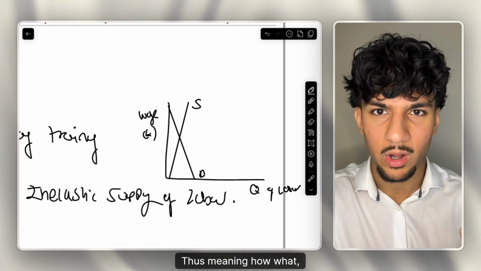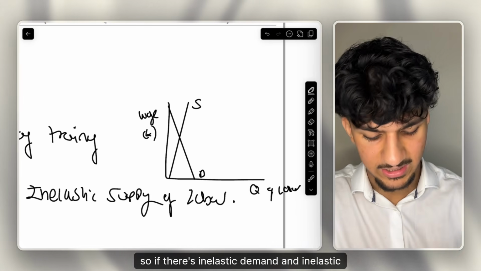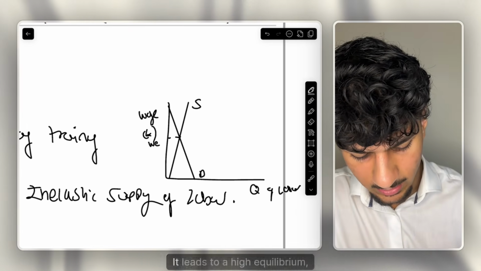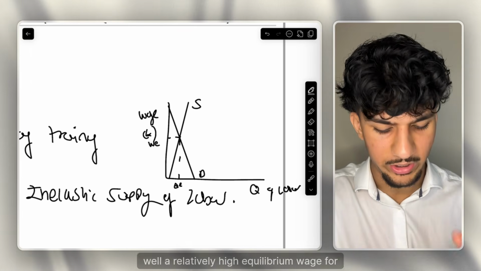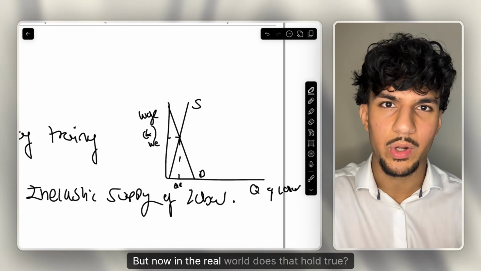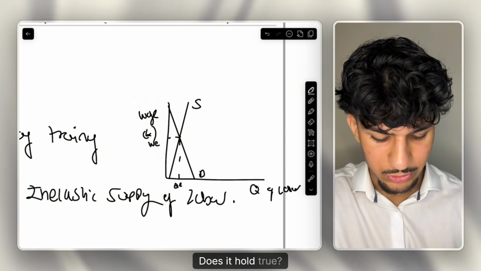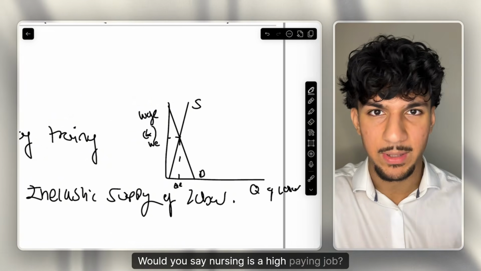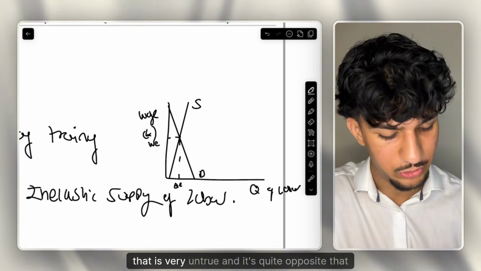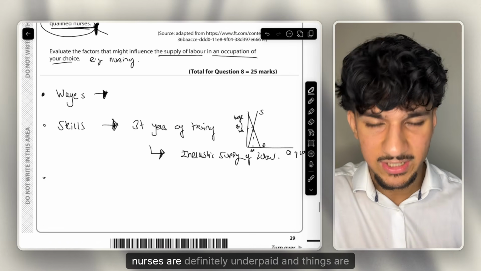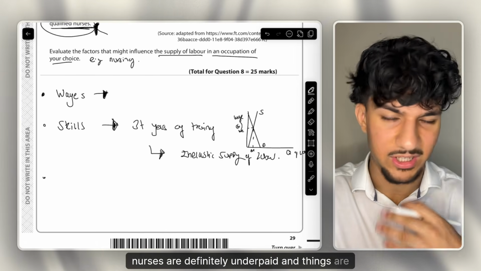Thus, if there's inelastic demand and inelastic supply, what does this therefore mean? It leads to a relatively high equilibrium wage for nurses. But now, in the real world, does that hold true? Would you say nursing is a high-paying job? If you've ever read the news, if you know anything about nursing, that is very untrue, and it's quite the opposite, that nurses are definitely underpaid and overworked.